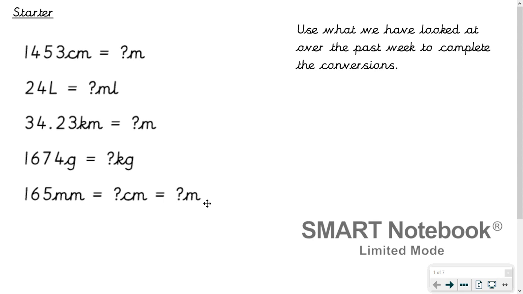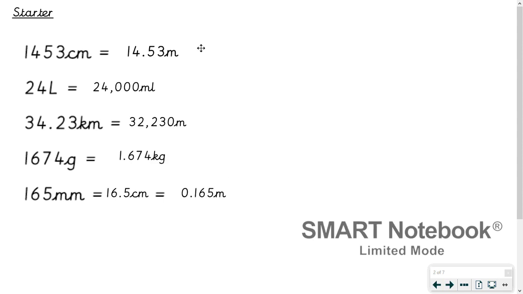Good, so let's move on and see how you did. So the first one, 1,453 centimetres is 14.53 metres, because we're dividing by 100, 2 jumps. 24 litres is 24,000 millilitres, because we're timesing by 1,000, so we put 3 zeros on the end of it, and we'll do the 3 jumps, 3 zeros on the end of it, really.